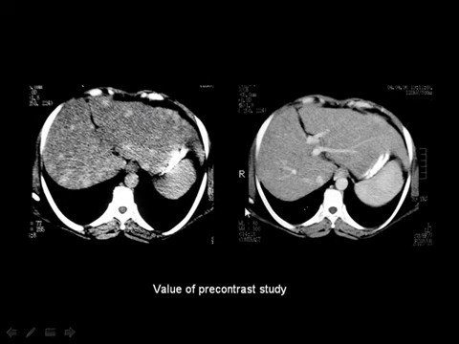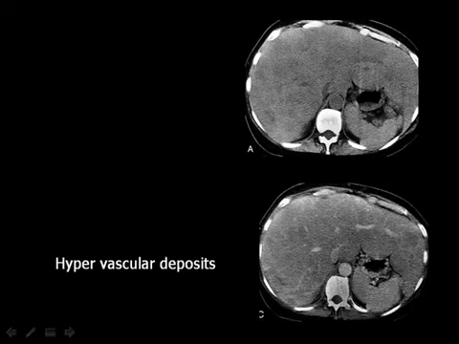What happened? Whenever you inject contrast material, the liver takes up the contrast as well as the focal lesions. Then they are of the same density and you cannot discriminate between both. And that's why we obtain a pre-contrast study, in order to see some lesions that may be missed after injection of contrast material.